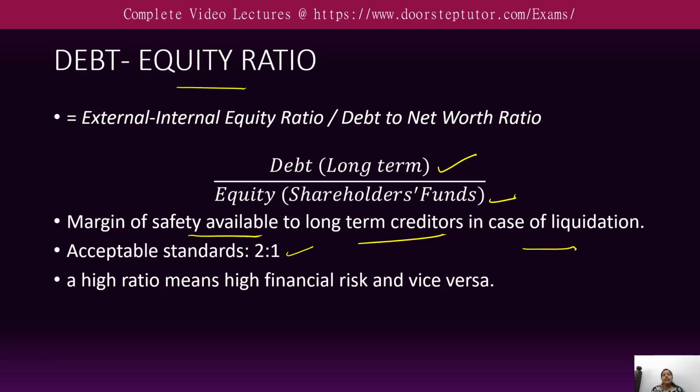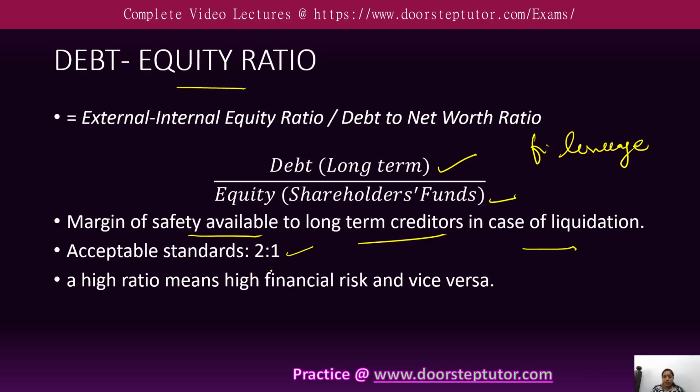A lower ratio shows that the equity component is more in the capital structure, but too low a debt equity ratio means the debt component is too low. That means it is not making use of the financial leverage. That is, it is not using enough debt in order to magnify the returns to its shareholders. So that is all about the debt equity ratio.